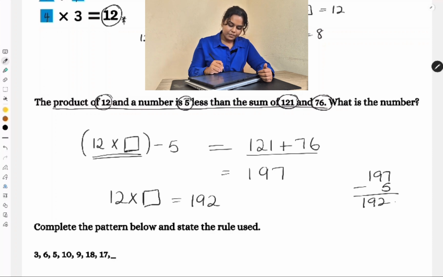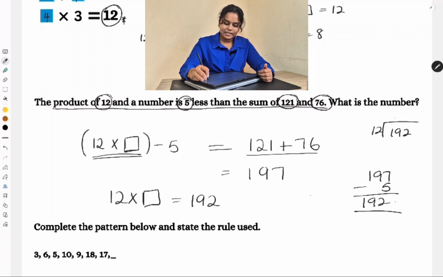And now we can do the opposite again of multiplication, which is division, to find the value of the box by dividing 192 by 12. And 192 divided by 12, 12 goes into 19 one time, and that gives a remainder of 7, and 12 goes into 72 here 6 times. So the value of our box is 16.